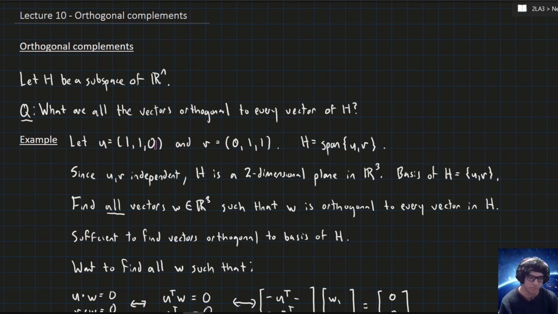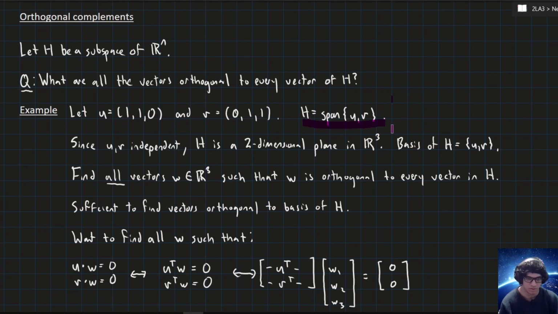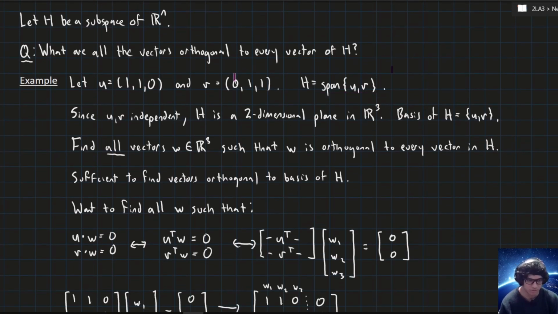So these two vectors, u and v, we can define the subspace that is their span, and we're going to call that H. By inspection, we can see that u and v are independent vectors. That means that H is a two-dimensional subspace, so it's going to be a plane through the origin in R3. And a basis for H is going to be u and v.